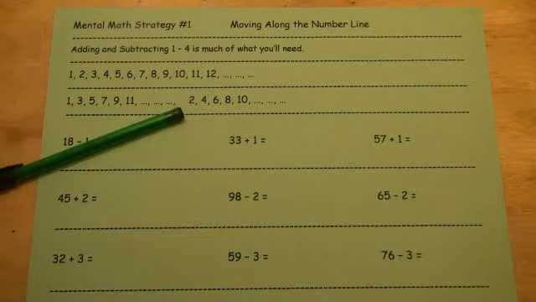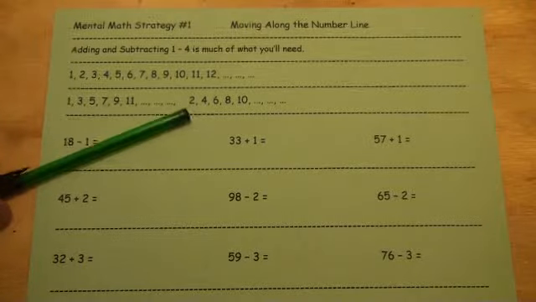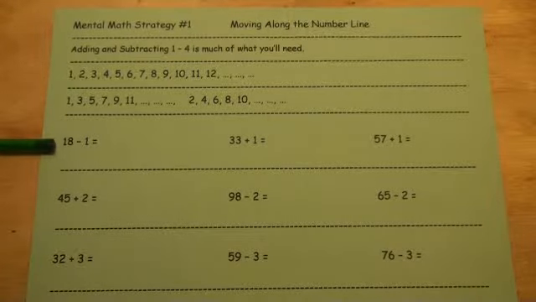2. Same thing with even numbers. 2, 4, 6, 8, 10, 10, 8, 6, 4, 2. And you're moving along the number line by 2, which allows us here, this is very simple, 18 minus 1.